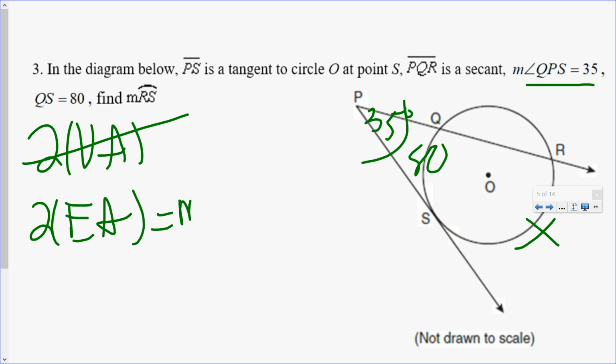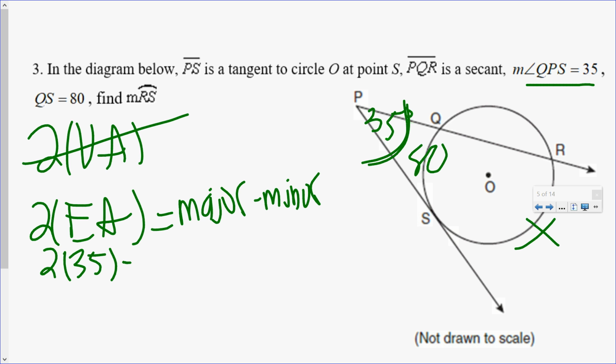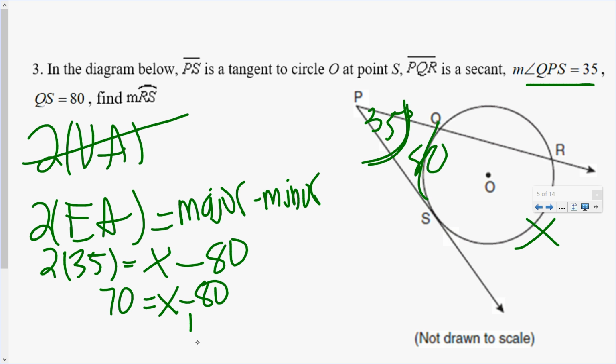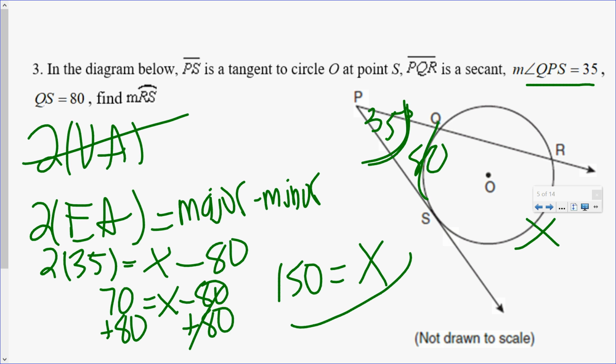2EA equals major minus minor. Once you have your rule, you just sub into it. The exterior angle in this case is 35. The major arc is the big arc. That's X. That's what we're trying to find. The minor arc is 80. From here, I just do the algebra. 70 equals X minus 80, plus 80, plus 80. X equals 150.